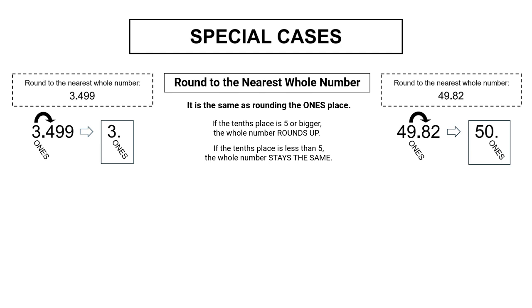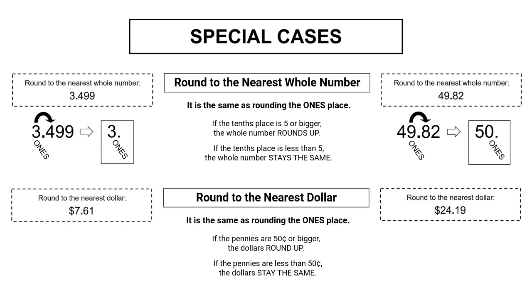Another situation you might see is rounding to the nearest dollar. It's also the same as rounding to the ones place, but it's probably easier for students to see it in terms of the pennies or cents. So if you have 50 cents or more, the dollars will round up. If you have less than 50 cents, the dollars will round down, or in other words, they'll stay the same.